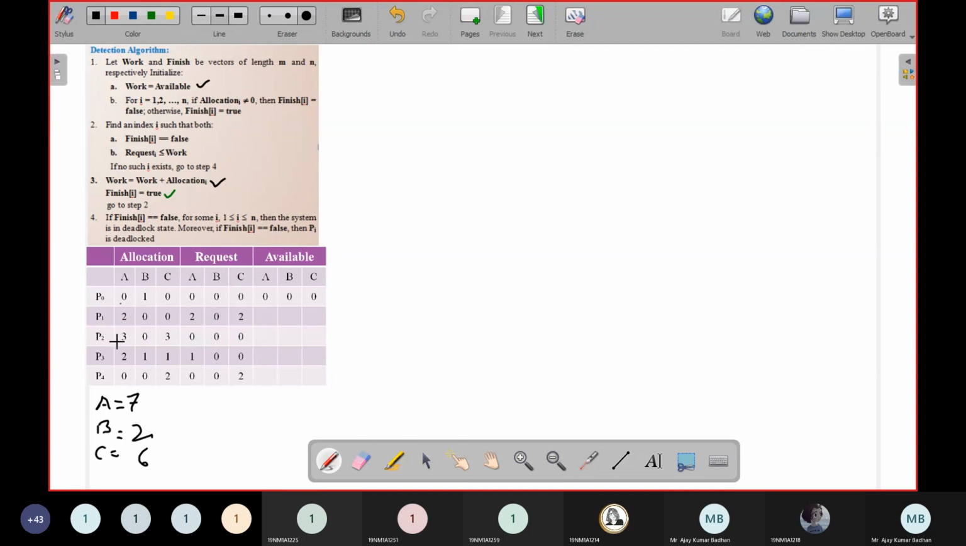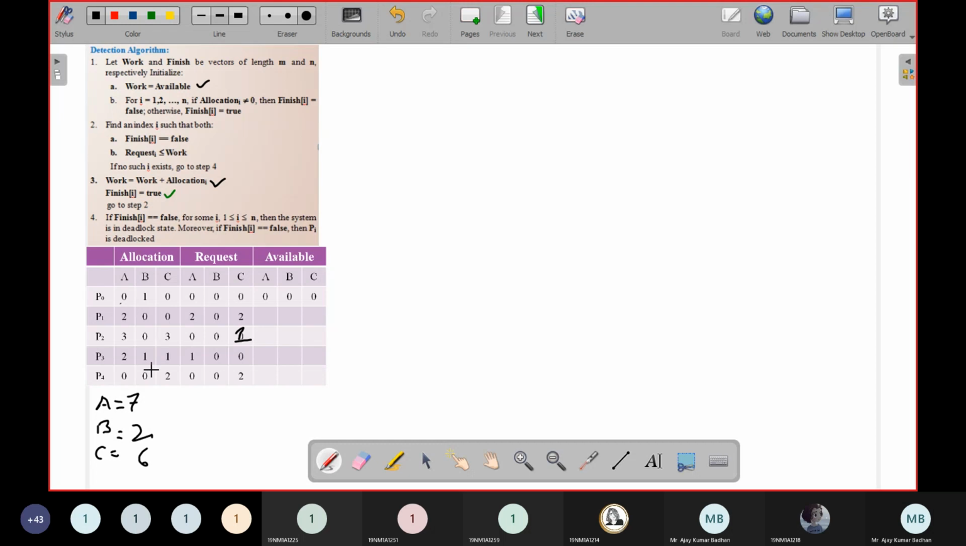Now let us assume that process P2 has requested one instance of a resource type C. Means initially what is the request here? P2 is having 0, 0, 0. But after some time, this process P2 has requested one instance of resource type C. Means now the request will become 0, 0, 1. What he's saying is, after we executed, we got a sequence, so there is no deadlock.